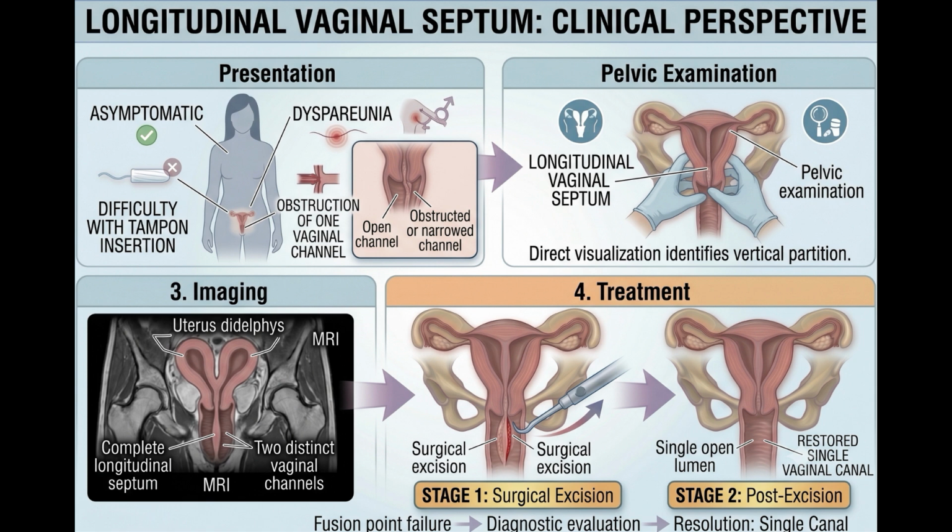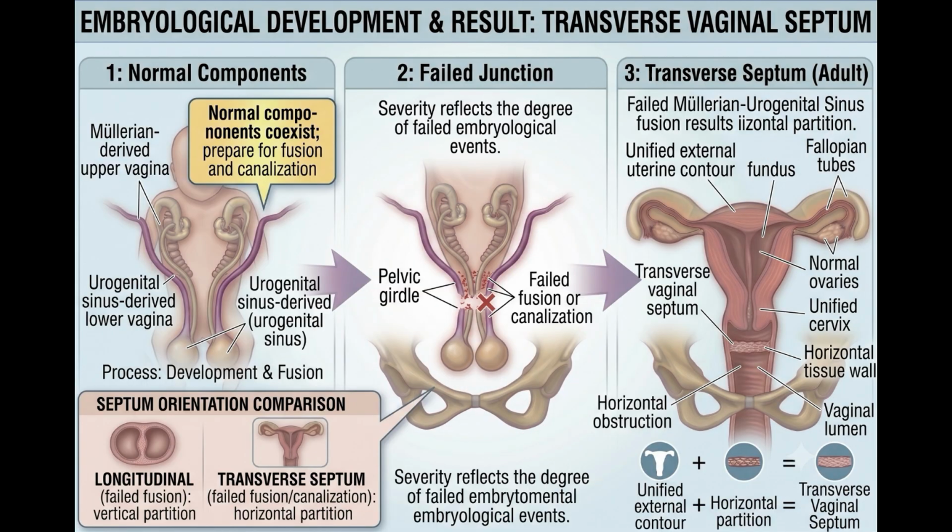Others may experience dyspareunia, difficulty with tampon insertion, or obstruction of one vaginal canal. The diagnosis is usually established during pelvic examination or confirmed by imaging. Symptomatic septa can be treated by surgical excision with excellent outcomes. A different developmental error produces a transverse vaginal septum.